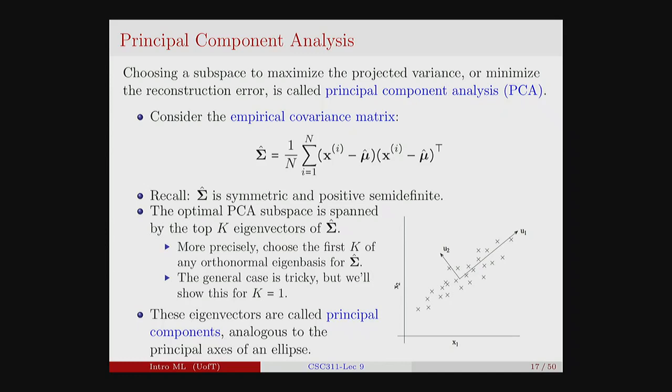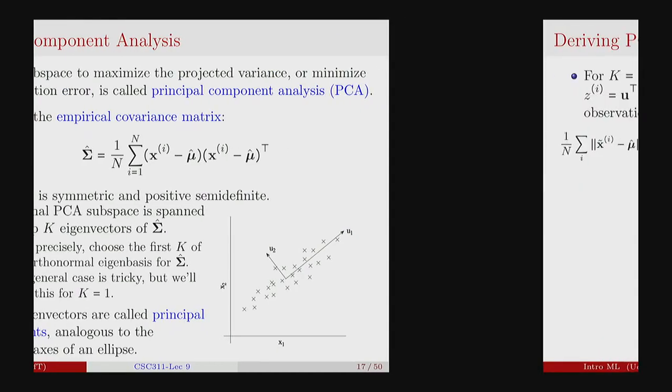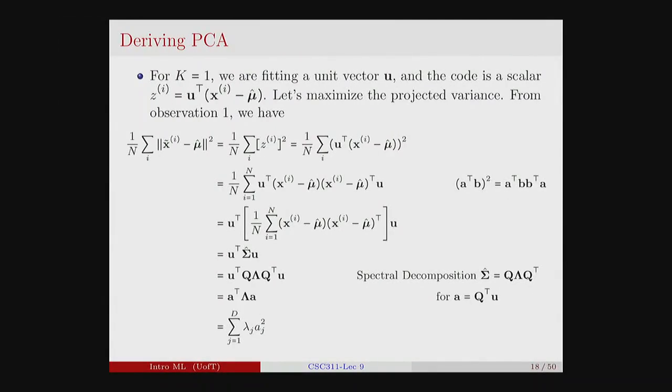So why is this the right thing to do? Just as an aside, these eigenvectors are going to be called the principal components. By analogy to the principal axes of an ellipse, these are the principal components along which your data vary. That's why it's called principal component analysis.